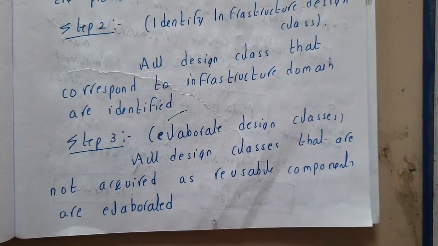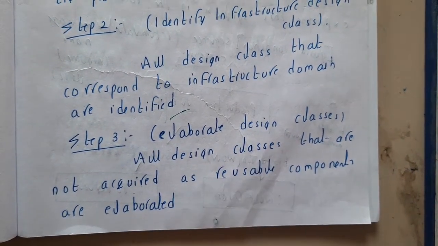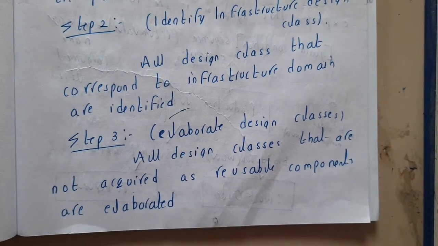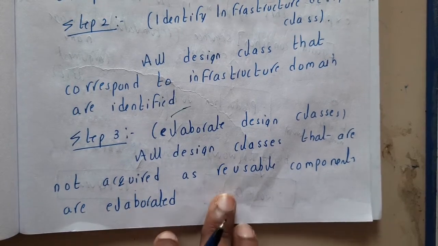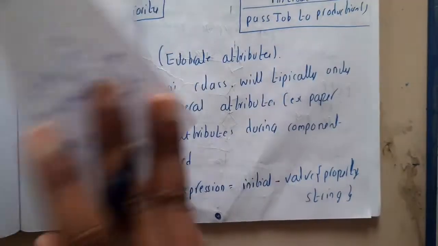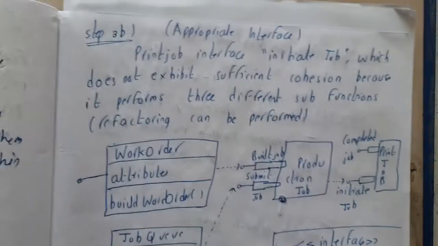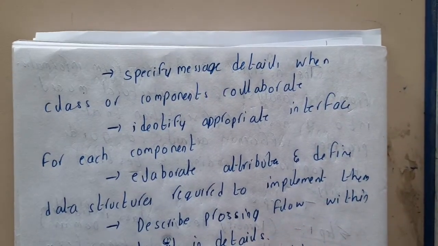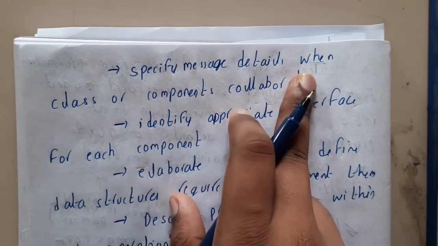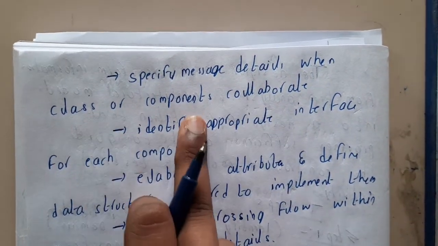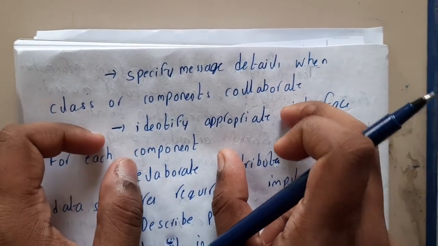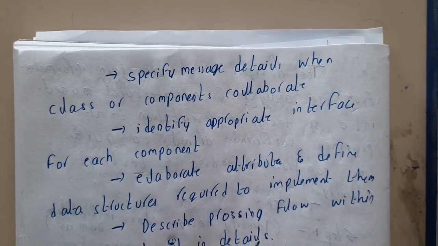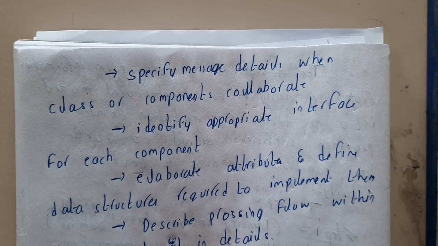Okay, so step 3 is elaborate design classes. If you are given a design class, you'll start elaborating it. All design classes that are not acquired as reusable components are elaborated. Most components cannot be reused, right? So those components will be elaborated and shown. Okay, so specify message details when the classes or components collaborate. Whenever you add an association, even a single line between them, that is collaboration between them, so please mention details such as why they are connected, on the line name.